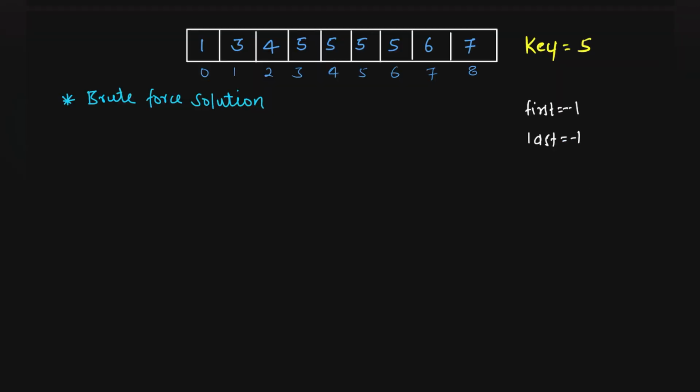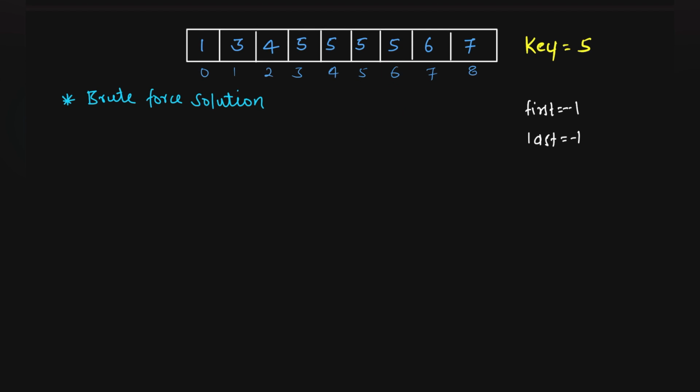Okay, now let's check out the brute force solution for the given problem. They have asked us to check the starting position and ending position of the key value 5. So here in this array we can say that 5 is starting at index 3 and 5 is ending at index 6. So I can simply return 3 comma 6, right? But the point is, how can I come to know on which index my 5 lies?